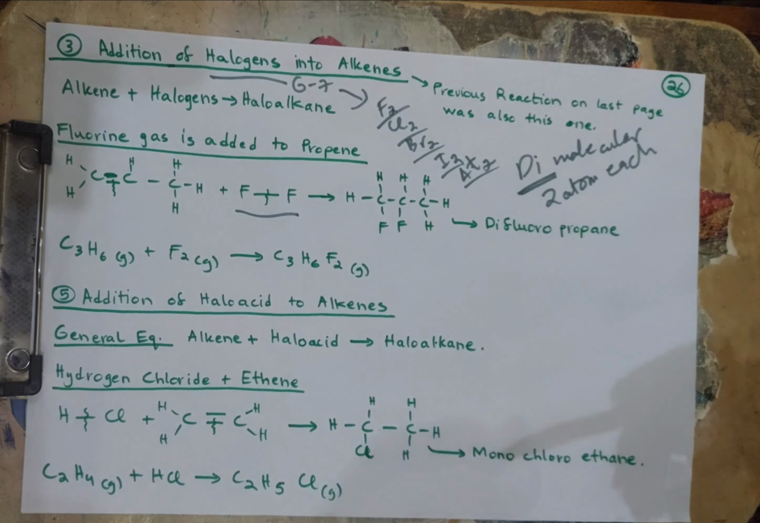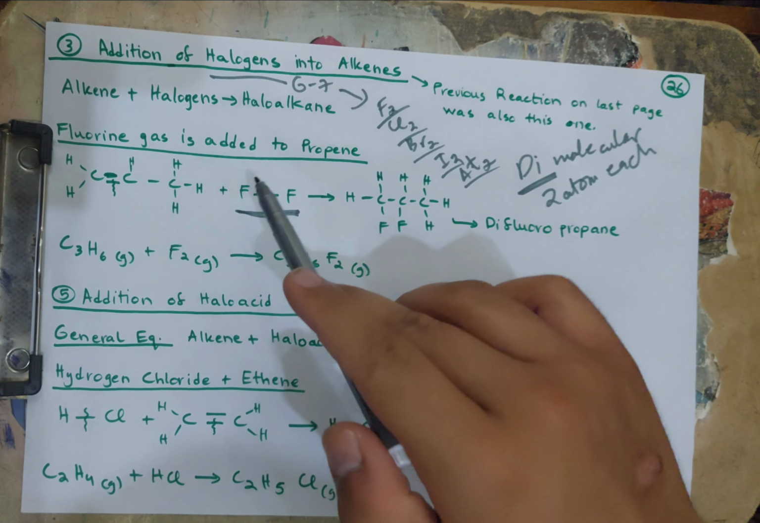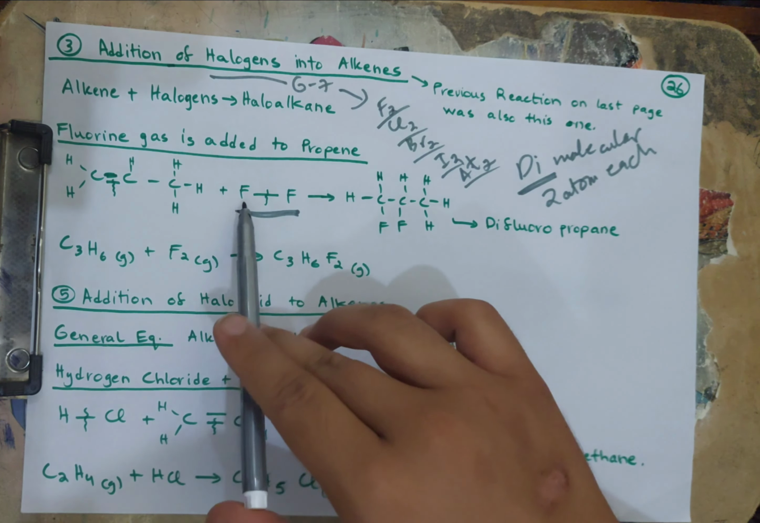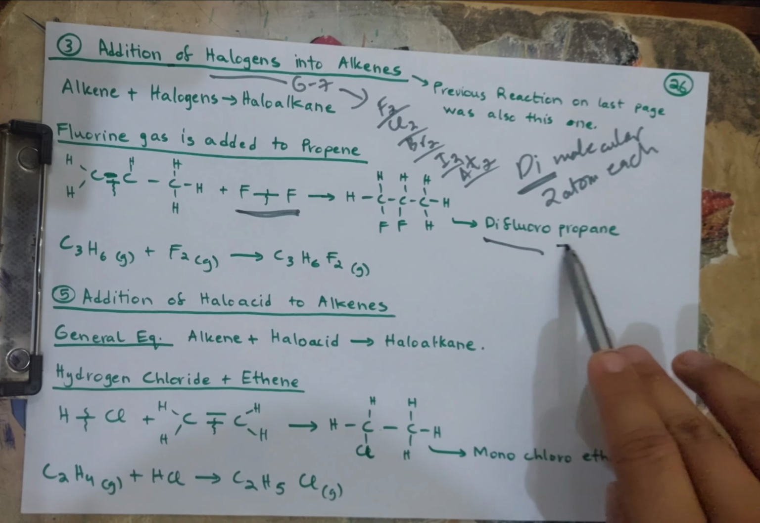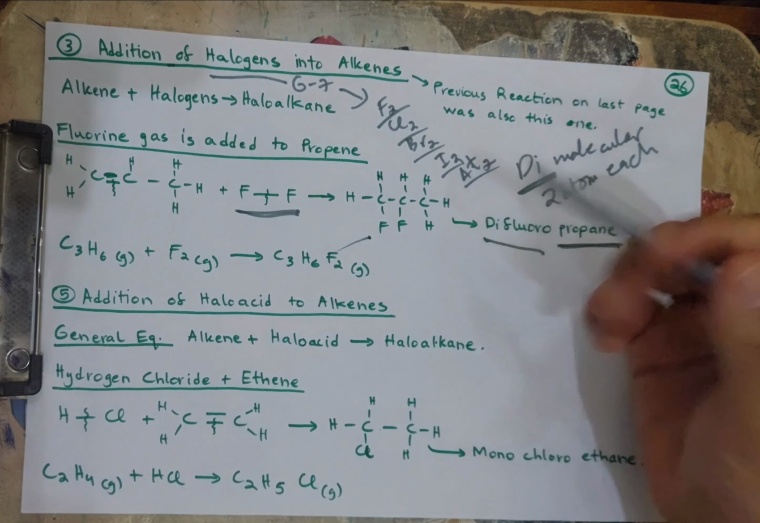This FF single covalent bond will be broken down, and the carbon double bond will be broken down, the same way as when H2 or H2O was added. So one F will add to one carbon, the other F will add to the other carbon, and here we will have difluoro. The same alkane is formed, but with 2 fluoro attached, so we call it difluoropropane. Propene added to fluorine forms difluoropropane.